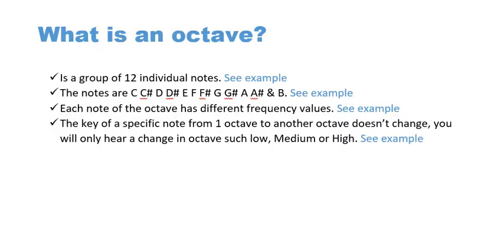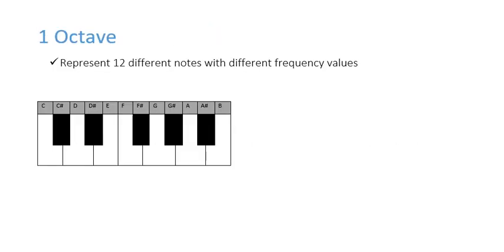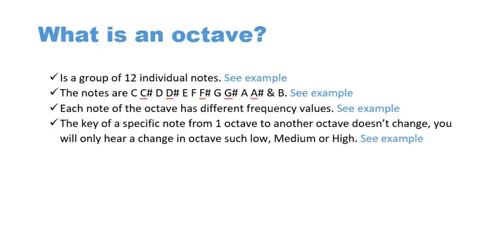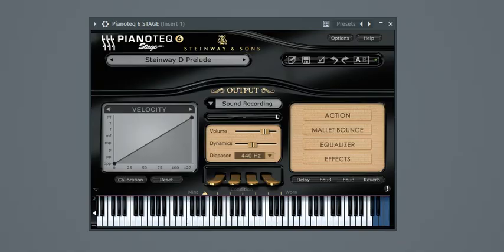The 12 notes of an octave are C, C sharp, D, D sharp, E, F, F sharp, G, G sharp, A, A sharp, and B. Here is an example of the 12 notes that belong to an octave. Each note of the octave has a different frequency value. Now in this example, you will hear that as we play each note, it sounds different.